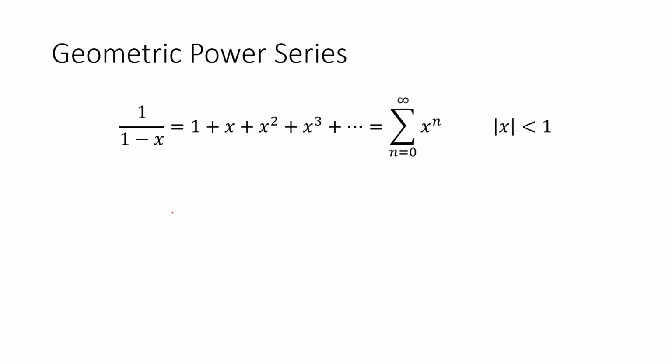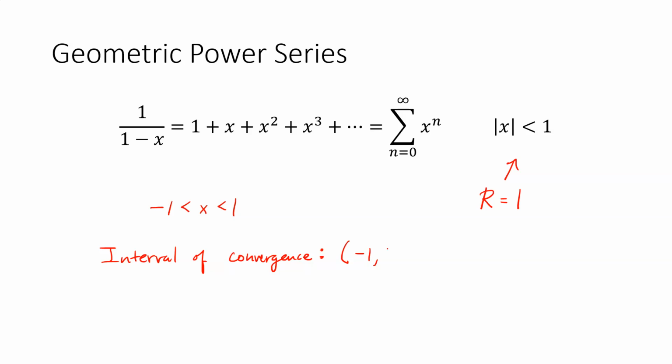So as we've seen before, we can look at the absolute value of x here as giving us the radius of convergence equal to 1. And if I were to open this interval, we see that the interval of convergence is just the open interval negative 1 to 1. Notice that at the endpoints it will diverge. So at -1 and at +1 it will diverge.